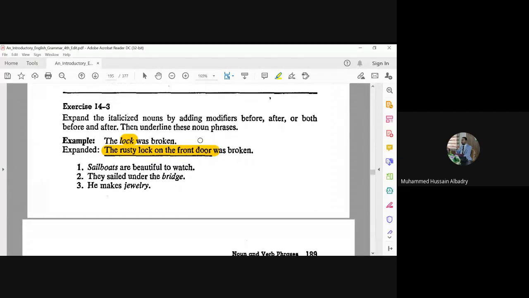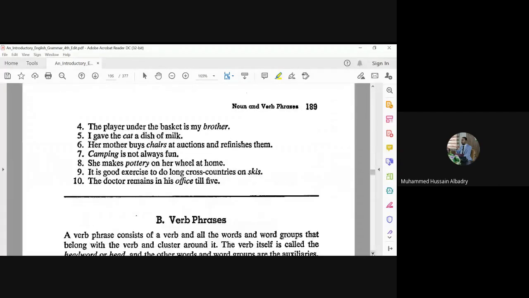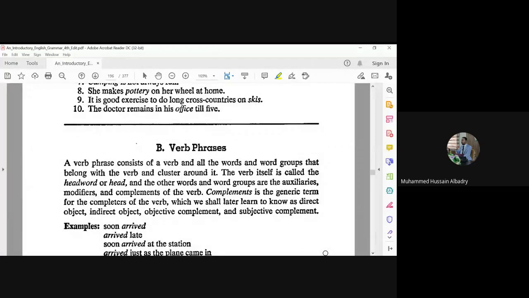It gives you an exercise that says expand, meaning extend and add words. For example, he makes jewelry. He makes beautiful jewelries, for example. They sailed under the bridge, under the great bridge, or the bridge that is near the square. You see, I'm here expanding. Sailboats is only noun. You can add other words to make it noun phrase, etc. So this is noun phrase. I hope the idea is clear.